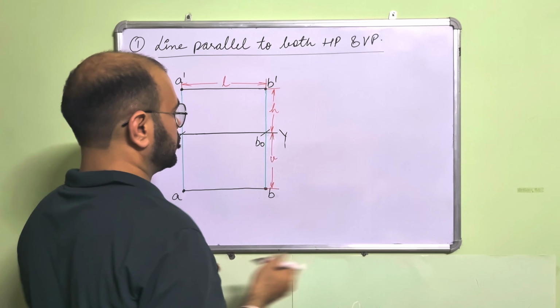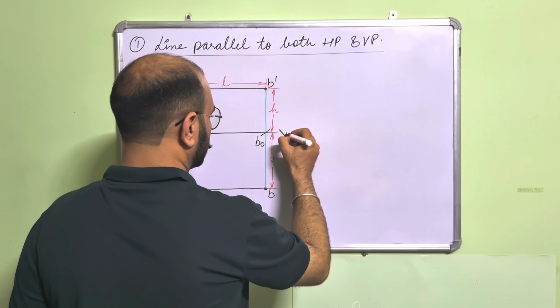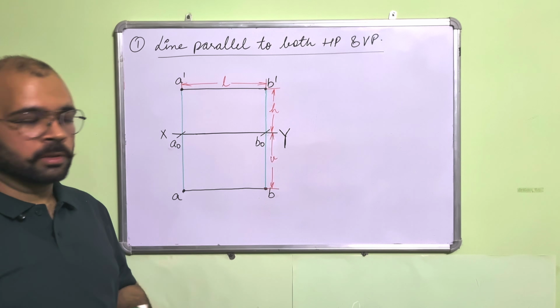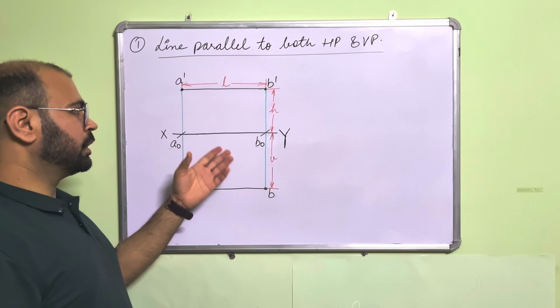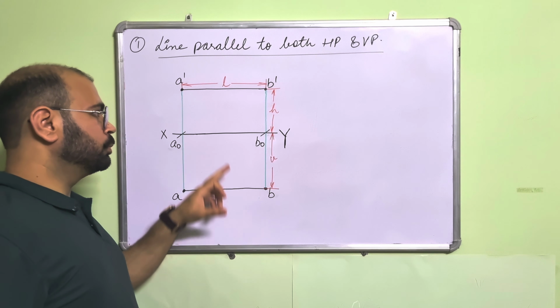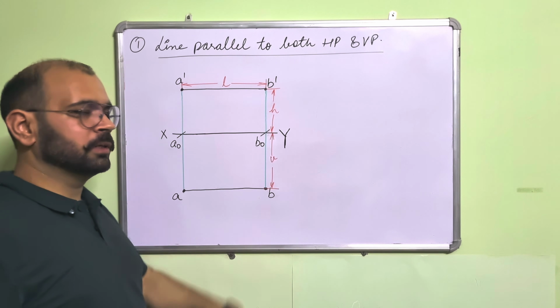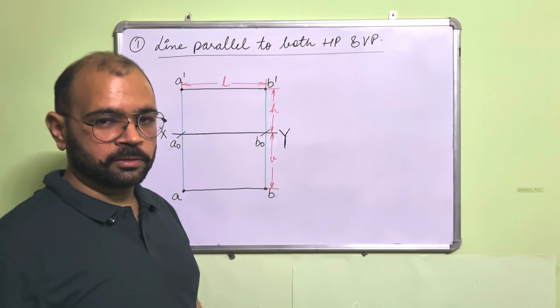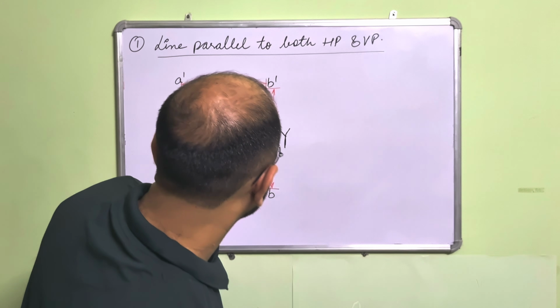So this is the first case, when the line is parallel to both the principal planes. Like this you will be drawing it. It is parallel to HP and parallel to VP. So both the projections, the front view and top view, will be parallel to the XY line. Right, so this is the first case. Let us see the second case.